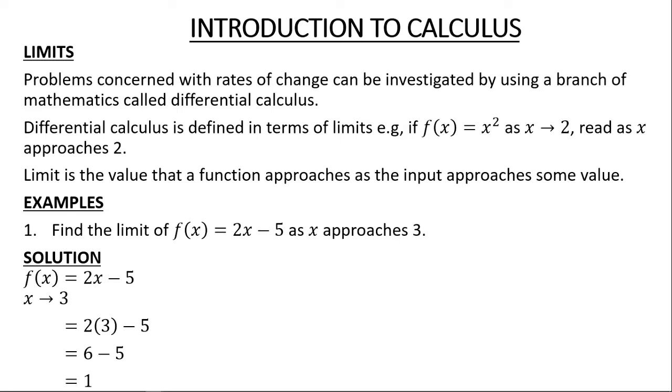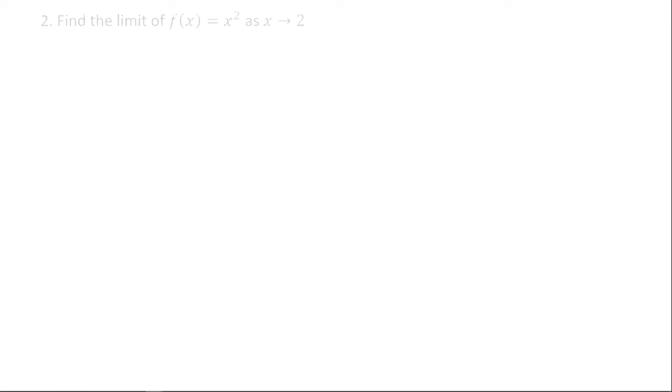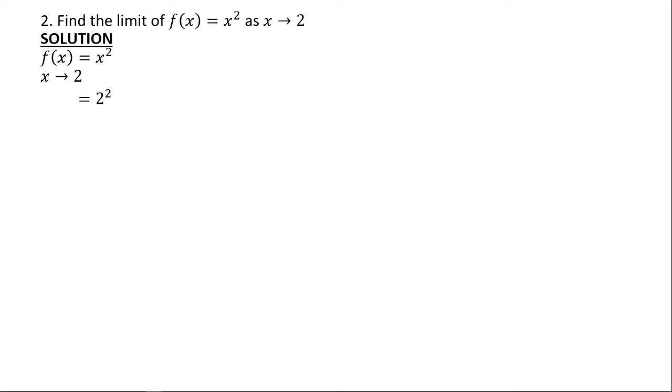We go to question 2. Find the limit of f of x equal to x squared as x approaches 2. Where there's that x, we are going to substitute a 2. So it is the same as 2 squared. 2 squared is 2 times 2, which gives us a 4.